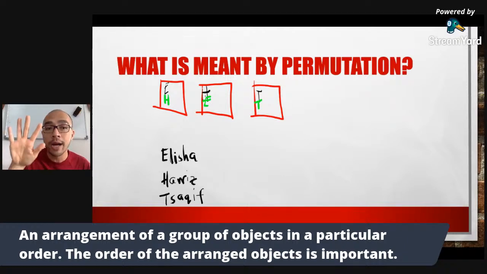Okay, let's say I put Haris in the first, and then Elisha in the third, and then I put Sakif in the fifth. Okay, it's different from if I put Haris in the first, Elisha in the second, and Sakif on the fifth. It's a different arrangement altogether because the chairs they occupy are different.